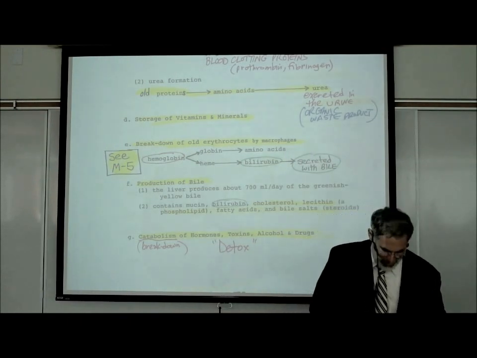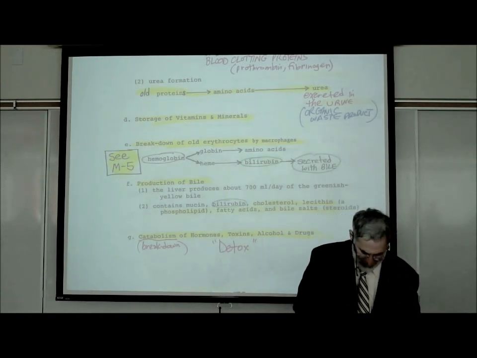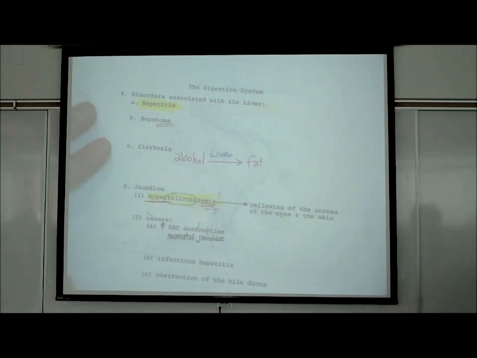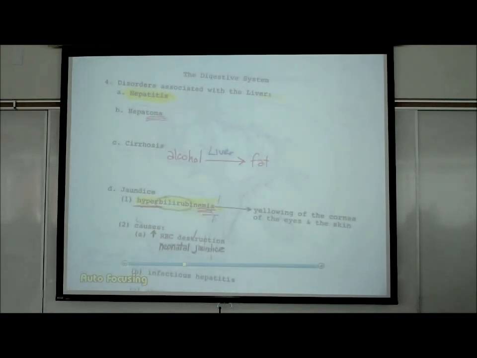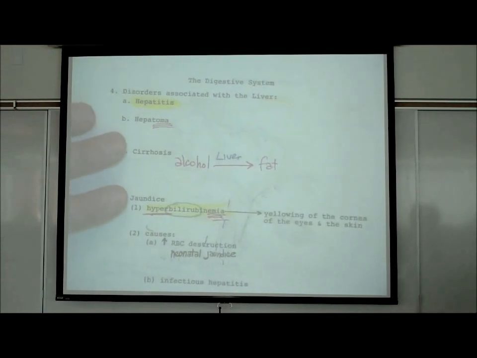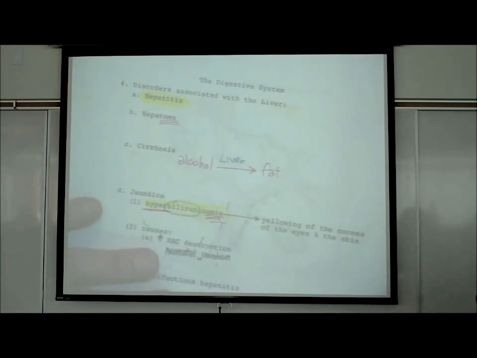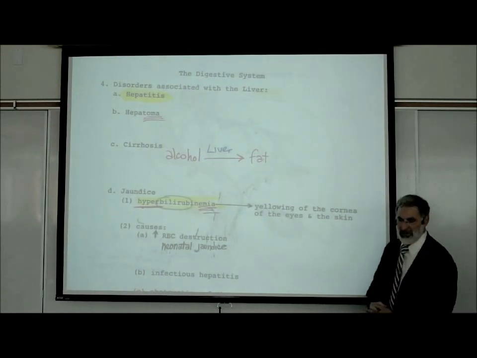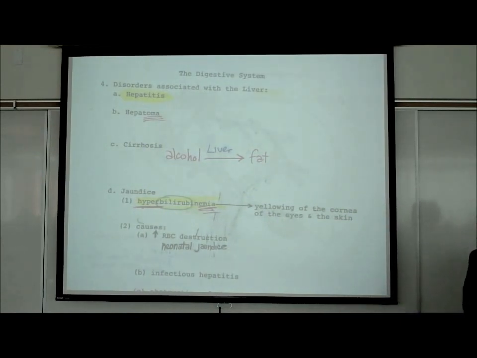Okay, so on J39, disorders associated with the liver. So we'll just mention a few. Hepatitis. Itis means an infection. So an infection of the liver. And there are all kinds of liver infections. There are bacterial infections of the liver. There are at least 4 or 5 different types of viral infections of the liver.